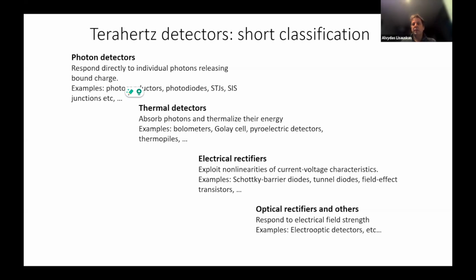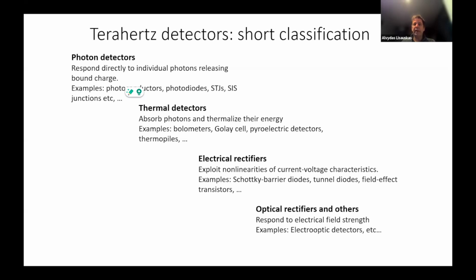Now, one of the biggest and most used parts is thermal detection. In that case, we absorb photons and thermalize the energy, changing it into thermal excitation. Examples are a bolometer, Golay cells that are used like optoacoustic detectors, pyroelectric detectors, thermopiles, and a variety of all this family.